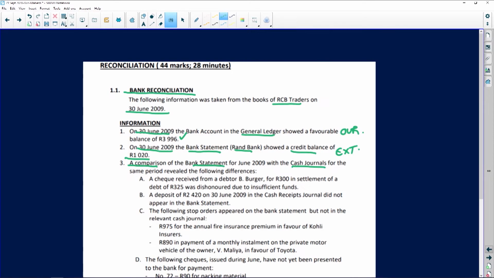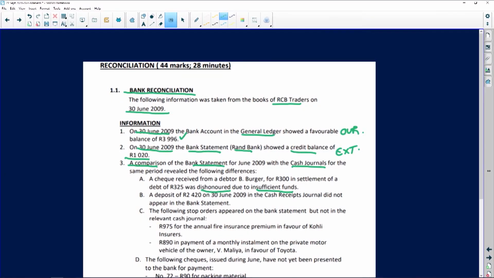So let's look at the very first difference. A check received from a debtor, B. Berger, for 300 Rand in settlement of a debt of 325 Rand was dishonored due to insufficient funds. Okay, so immediately we've got a check that we deposited into our bank account, but now the bank statement is telling us B. Berger didn't have money in his account, therefore we are going to dishonor this payment. We are not going to pay out the 300 Rand because the guy doesn't have money in his account.